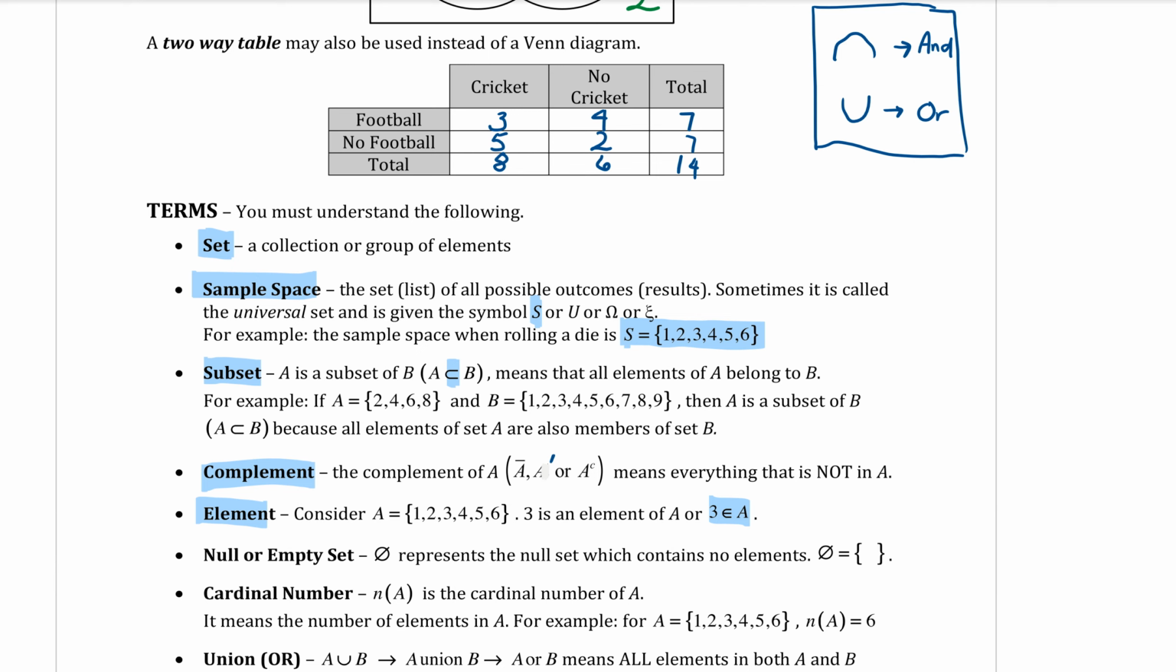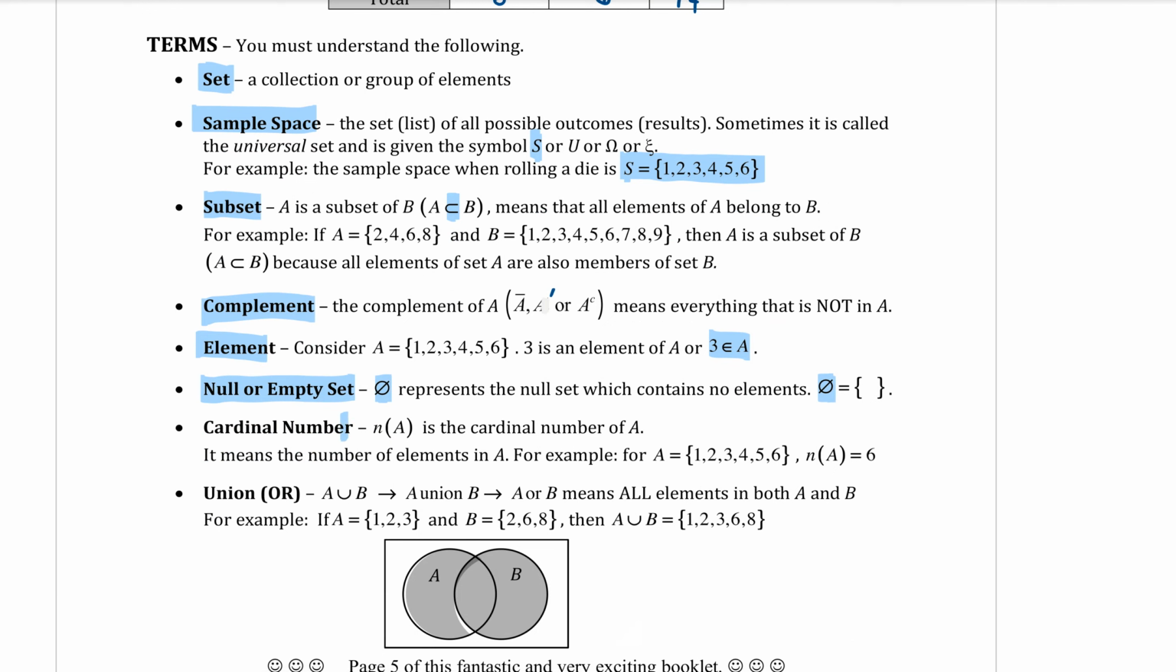Next one, null or an empty set. If there is nothing in your sample space, we call it a null or an empty set, and you can use this symbol, a circle with a line through it, which means there's nothing in that set. So you would just write the null set in there. All right, cardinal number. I already mentioned this. Instead of doing the probability of something, we're going to say I want the number of things in A. That's the number of elements in that particular set that we're looking at.